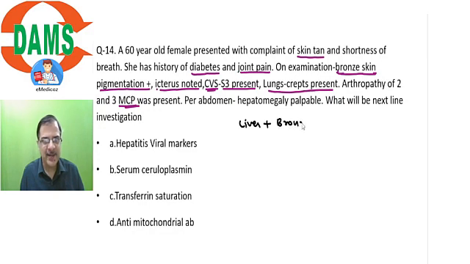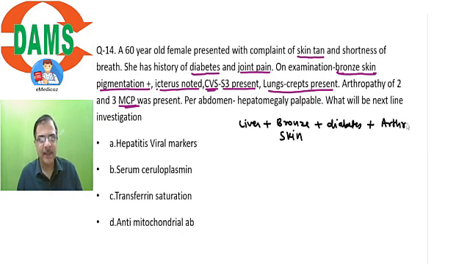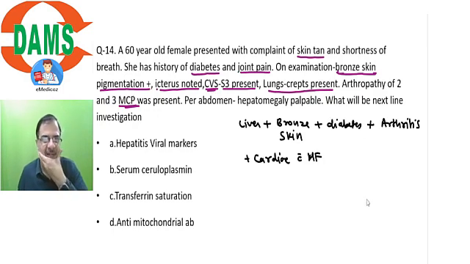I will summarize the findings of this clinical vignette. Bronze skin is there. There is diabetes. There is arthritis. There is some sort of cardiac disease with heart failure. Lung crepitations are present. S3 is present. All these combinations are the classical features of primary hemochromatosis.